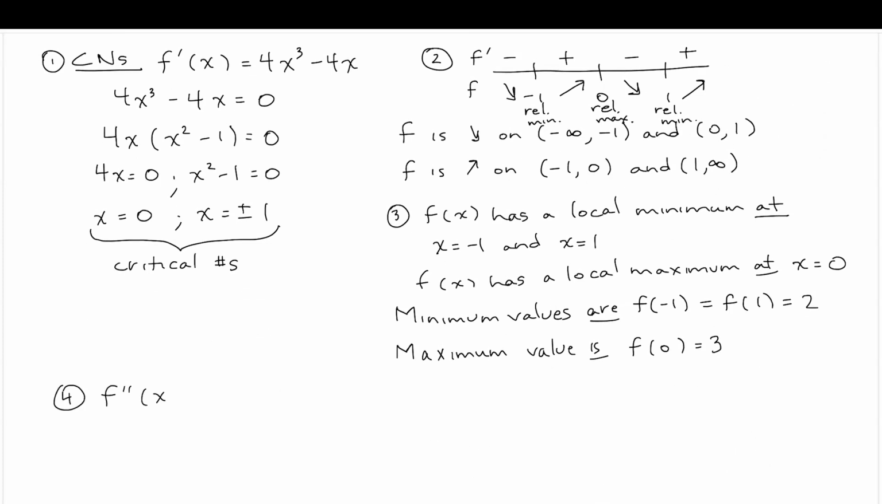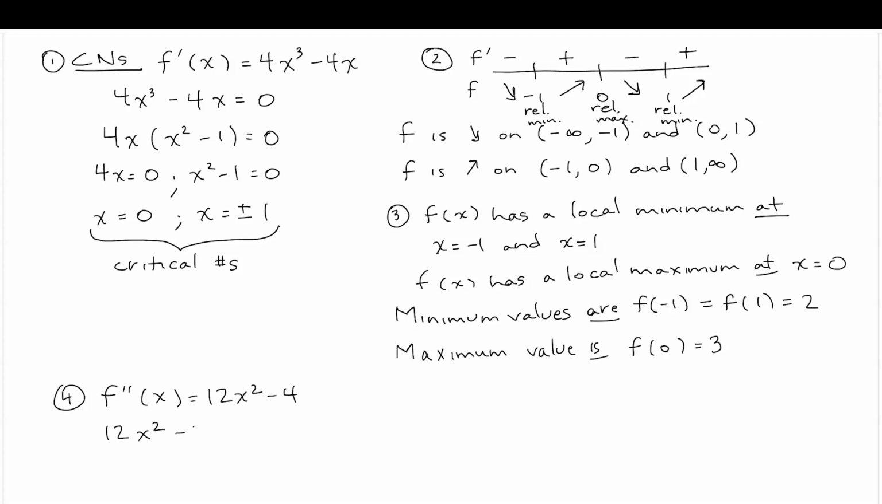Now I'm going to find f double prime of x, so I'm taking the derivative of f prime. That'd be 12x squared minus 4. Again, because this is a polynomial, the second derivative will be defined everywhere. That's one of the nice properties of polynomials. They're everywhere continuous, differentiable, all their derivatives are everywhere continuous, no sharp corners or cusps or asymptotes or anything like that.